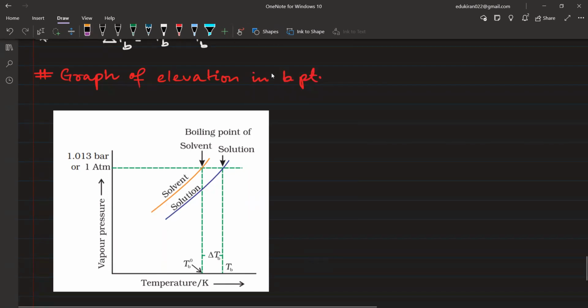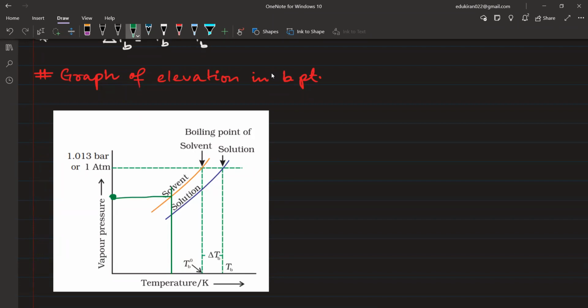Look at these two points at a particular temperature. Let us look at a particular temperature. इस temperature में, solvent is having a vapor pressure of this much. Okay, this is the vapor pressure of the solvent.